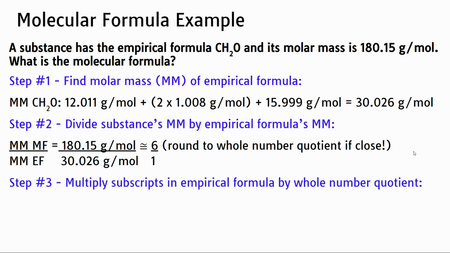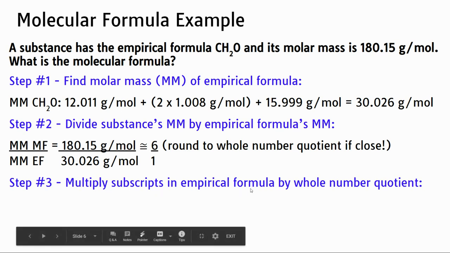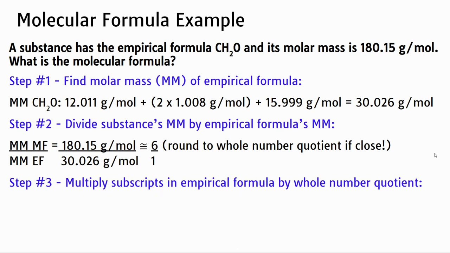Step 3, well, this is basically telling me that my molecular formula is 6 times bigger than the empirical formula. So I would multiply the subscripts in the empirical formula by the whole number quotient that I just found. So, oh, hey, this looks familiar. I would take 6 times CH2O and I would get our friend glucose. So again, this ratio really means that the molecular formula is 6 times heavier than the empirical formula.